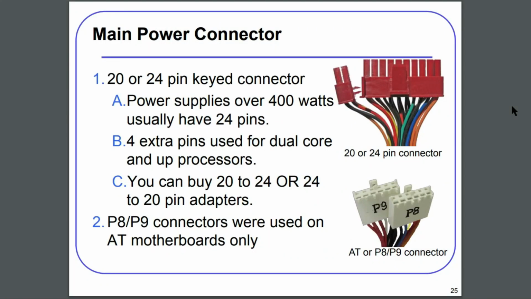In this slide we can check the different main power connectors: 20 or 24 pin connectors, AT or P8/P9 connectors. The 20 or 24 pin connectors are keyed. Power supplies over 400 watts usually have 24 pins, with 4 extra pins used for dual core and up processors. You can buy 20 to 24 or 24 to 20 pin adapters. P8/P9 connectors were used on AT motherboards only.